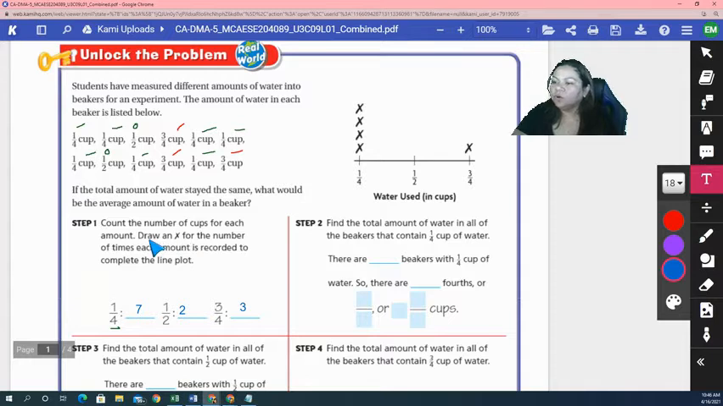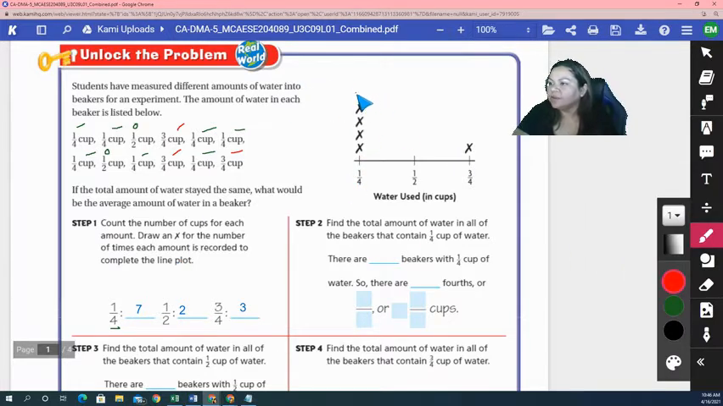Okay, so we're going to draw now an X for the number of times each amount is recorded to complete the line plot. So the line plot is not complete, right? We're recording 1/4, 1/2, and 3/4. So we want to show 7 of the 1/4. Right now we're showing 1, 2, 3, 4. So that means that we need to add 3 more because we have 7. So that's 1, 2, 3. So now we have 7 X's under 1/4 to match our information.